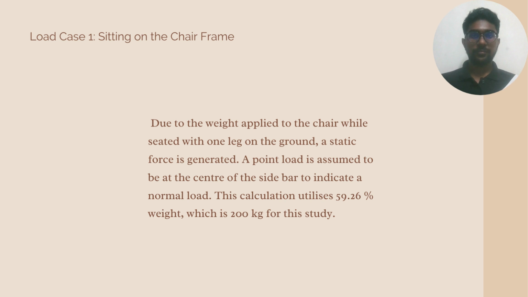For the finite element analysis, the first load case that we are using is sitting on the chair frame. When sitting, the weight applied on the chair frame is a static force which is generated at the center of the sidebar, and this is assumed to be 59.26% of the human body weight. This percentage is taken from human anatomic parts. So we are considering the top part of the body weight, and the maximum human weight that we are considering for this study is 200 kilograms.